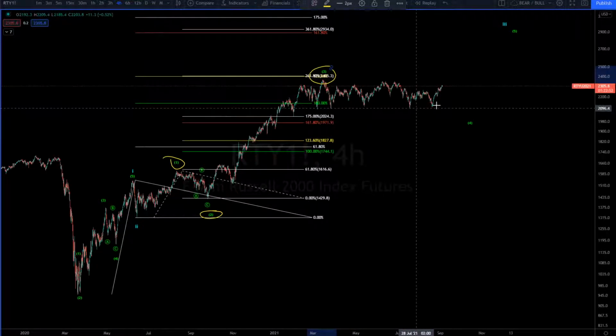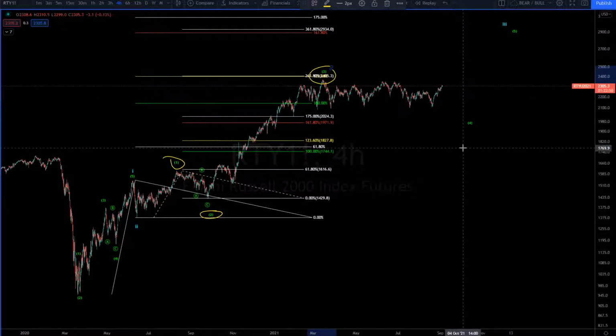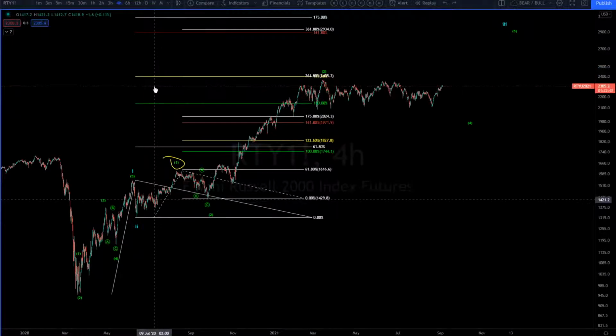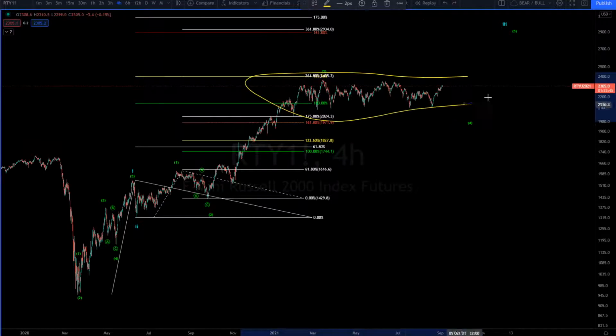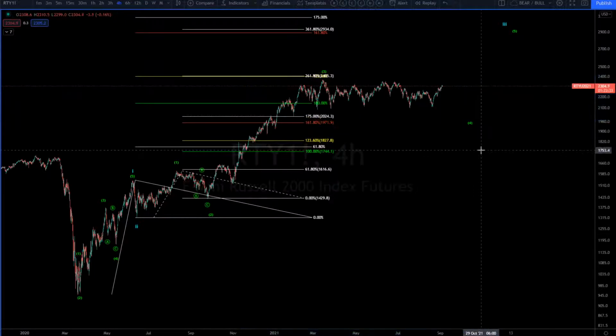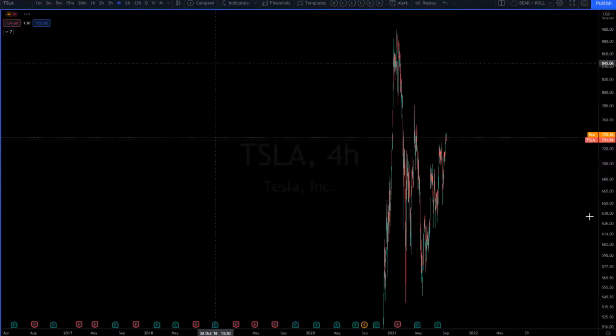We're moving sideways in what looks like a serious wave 4. It looks like a serious wave 4 that we are in right here. Honestly, this reminds me a lot of Tesla. For about a year and a half, Tesla did nothing but move sideways. It looked almost exactly like this. Let me go ahead and take a look at that chart for a moment.